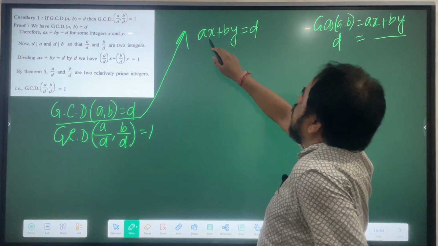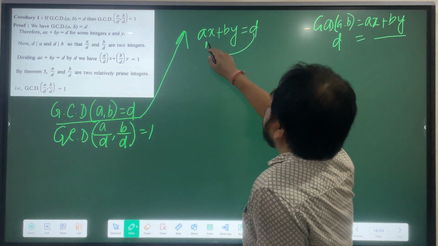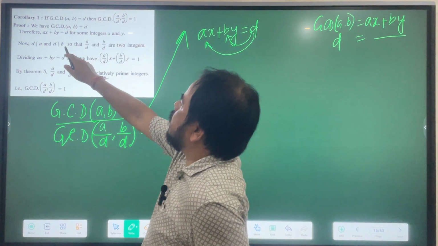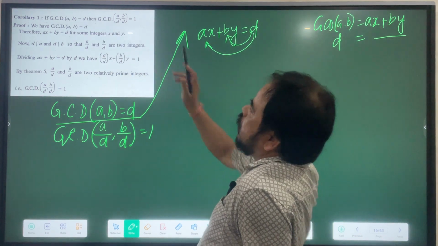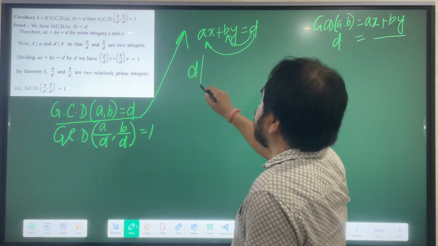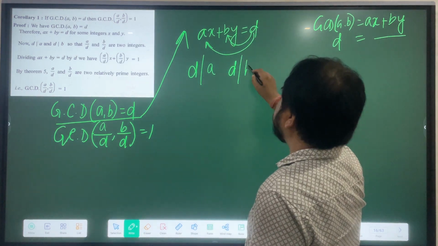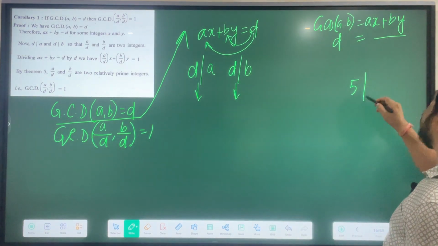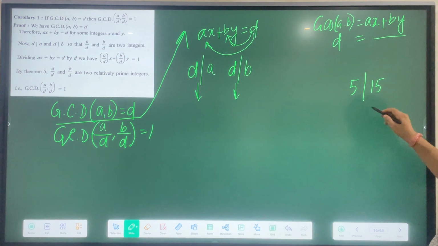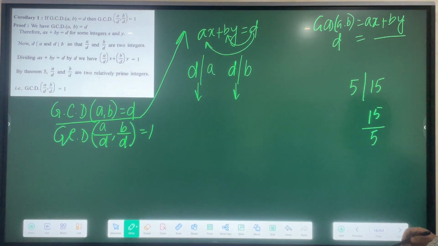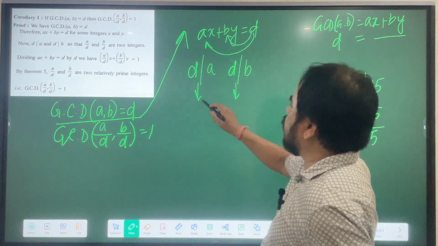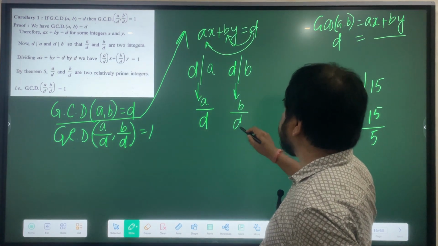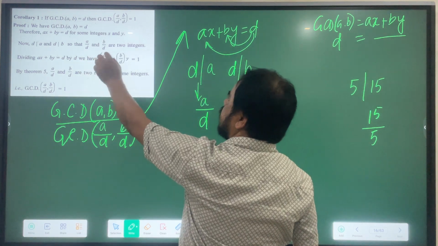So if ax plus by equals D, D divides A, D also divides B. This I have already explained. So A by D and B by D are two integers. We can write this in fraction: 5 divides 15, and we write 15 by 5. So D divides A, we write A by D; D divides B, we write B by D. A by D and B by D are two integers.